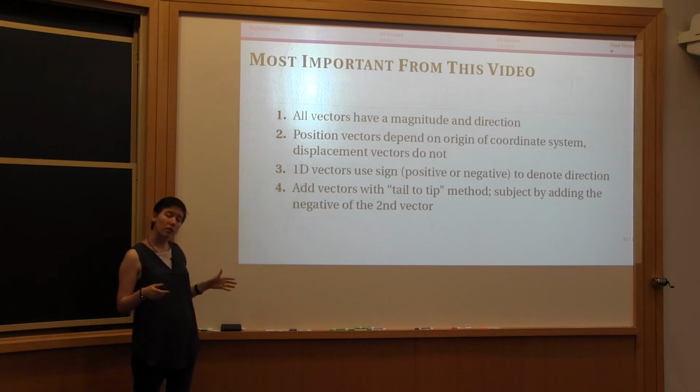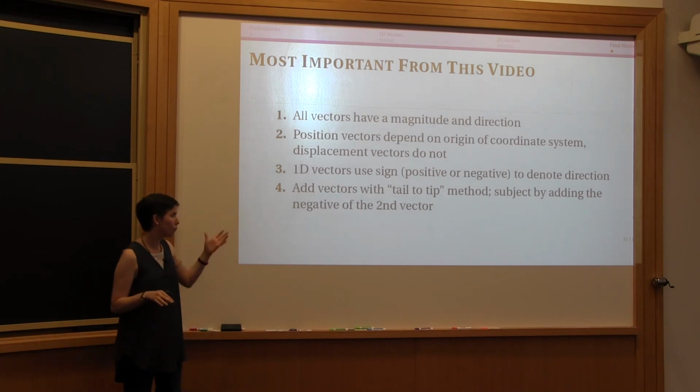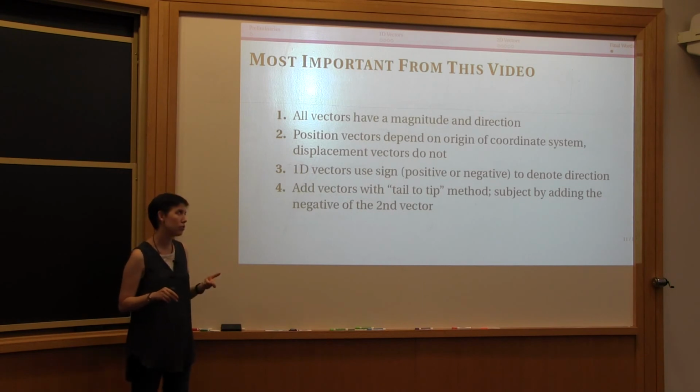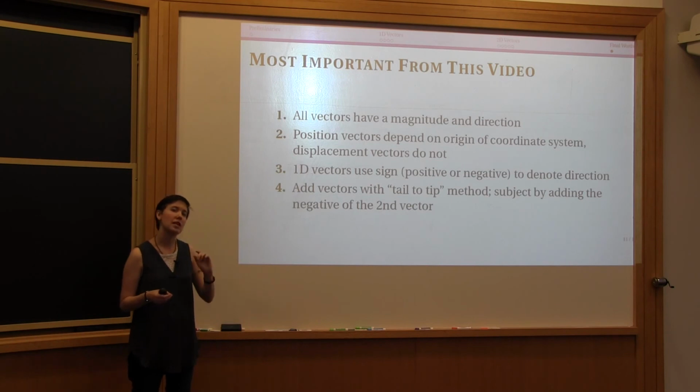When we talk about one-dimensional vectors, we can use the sign, either positive or negative, to imply whether the motion is in the left or the right direction, if it's usually the x-coordinate, or in the up or the down direction for the y coordinate. So finally, if you want to add vectors, please make sure that you're using the tail-to-tip method, and you can subtract vectors by first taking the negative of your second vector and then adding it to the first.